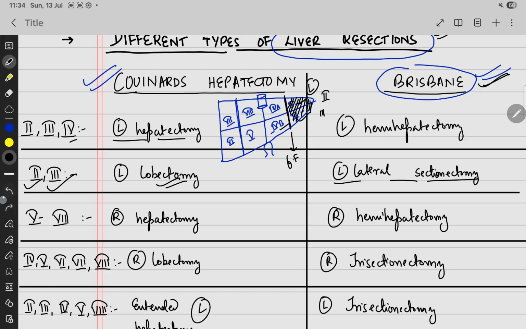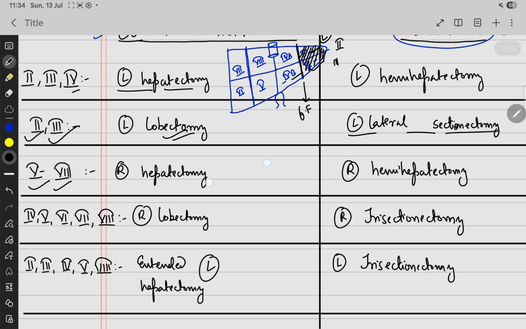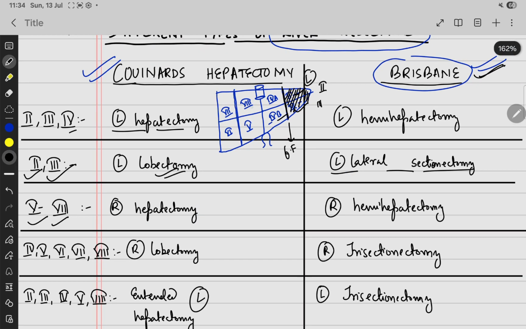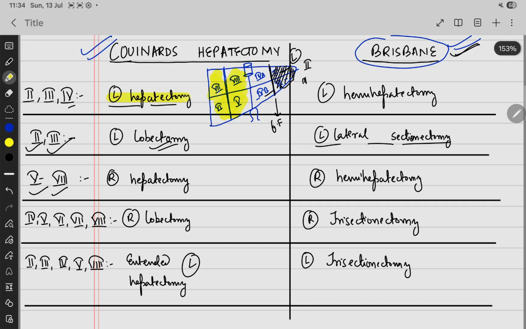Similarly, if we remove segment 5 to segment 8, so segment 5 to segment 8 is this segment. If you completely remove this part, so commonly, as this was left hepatectomy, this will be right hepatectomy according to Couinaud. While as we are removing the half of the liver, the right side, it will be right hemihepatectomy according to Brisbane.